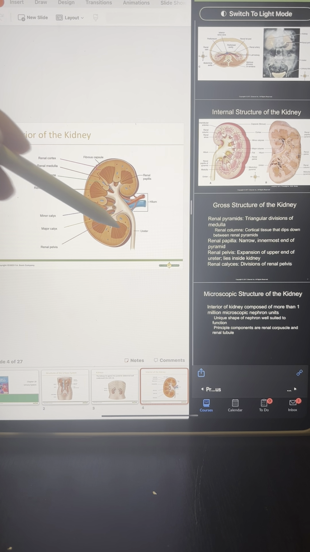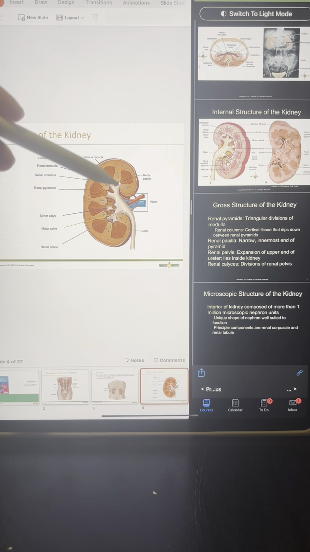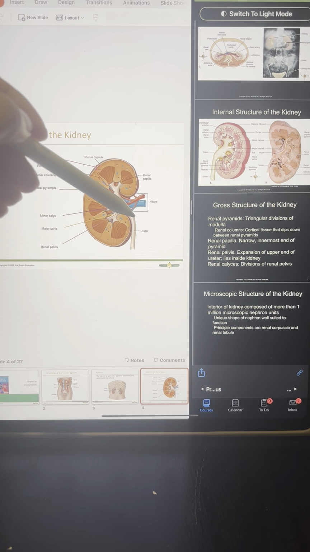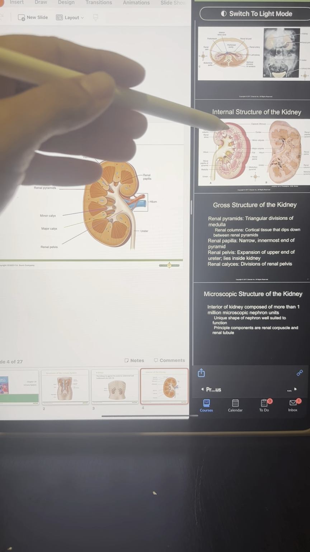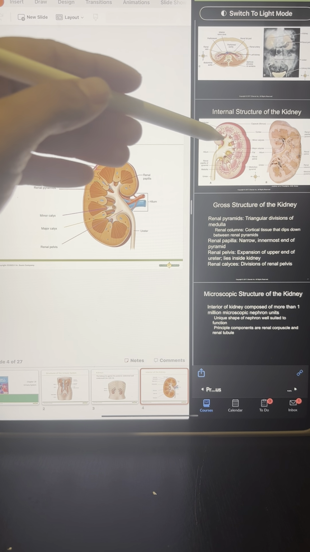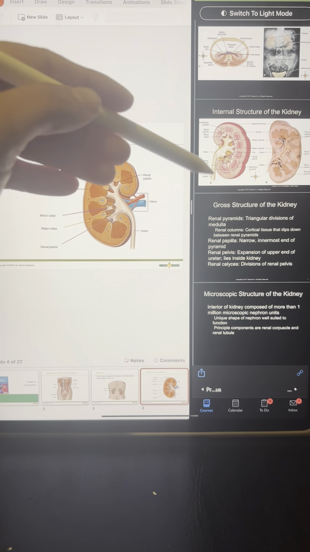You've got your minor calyx, I believe. These are like funnels, small funnels. They're going to funnel fluid from your minor calyx into your major calyx, and then your major calyx, which is this big one, will drain it into your renal pelvis and then into your ureter. Same over here: the renal cortex, medulla, minor, major, pelvis, and then ureter.